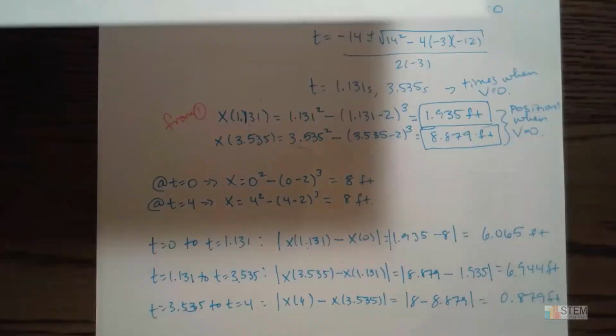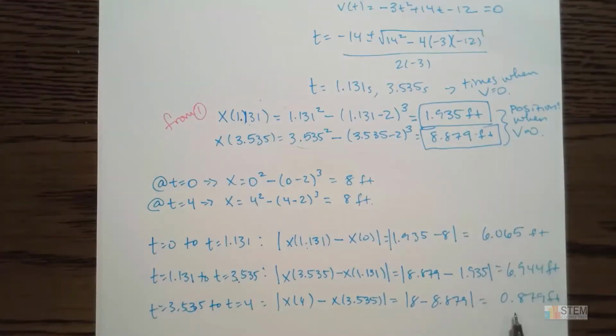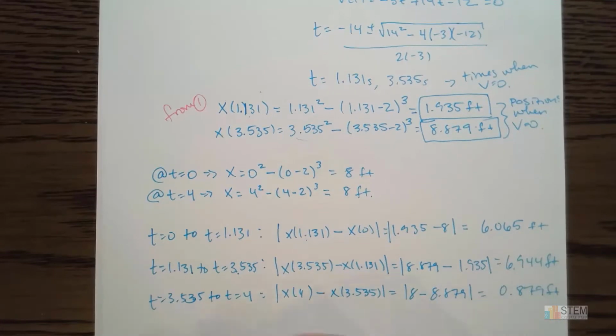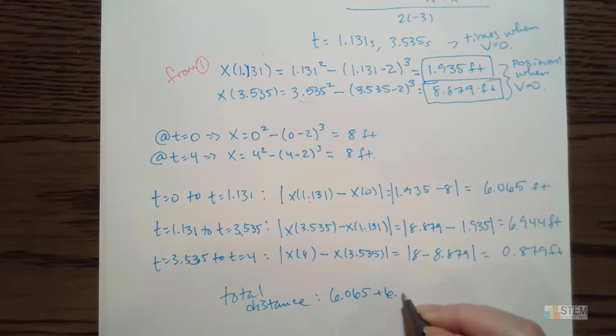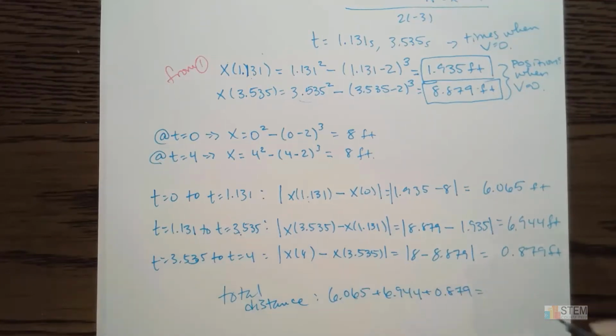Okay, so now that we've got that, we can add these three numbers up, and then that gives us that total distance. So let's just add those three numbers. All right, so that is going to be 13.888 feet. So that's the total distance traveled in those 4 seconds, going from 0 to 4. All right, so that's how you go about doing that one.